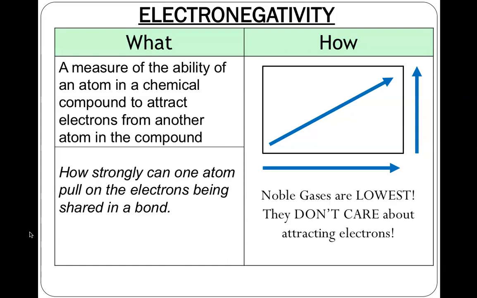We don't care about noble gases. They're the lowest. Remember, they have 8 valence electrons. 8 is the most valence electrons you can have. They don't want to lose any. They don't want to gain any. They don't care. Just leave them alone.